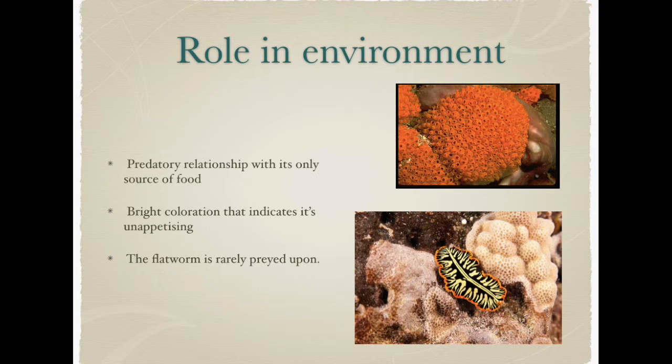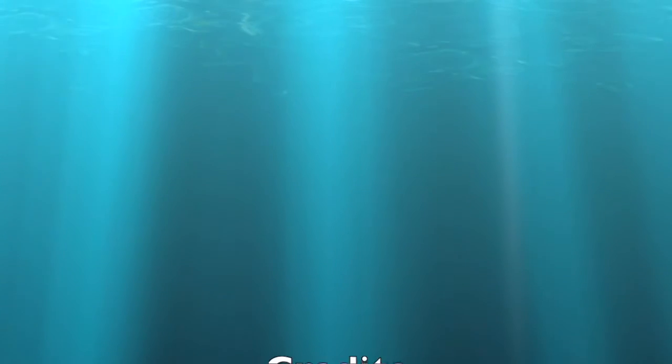The tiger flatworm has a predatory relationship with its only source of food, the orange tunicate. Because of its bright coloration that indicates its unappetizing abundance of chemical compounds, the flatworm is rarely preyed upon. Besides the orange tunicate, it also surrounds itself with various sponges and other ascidians.